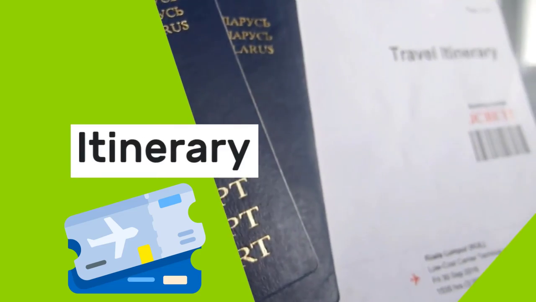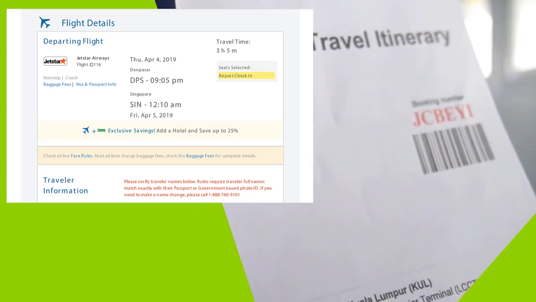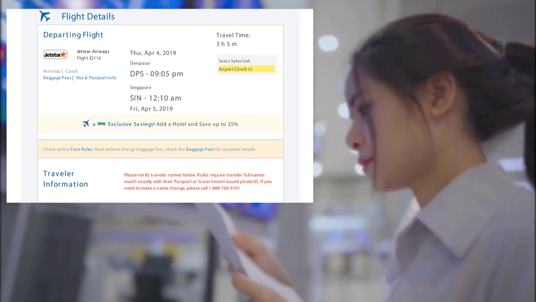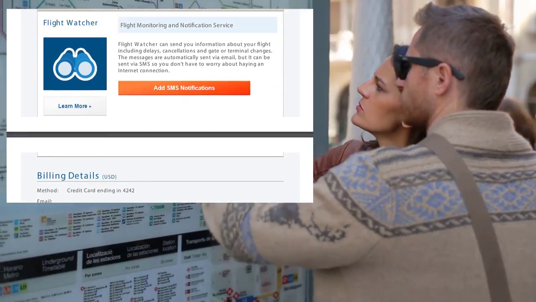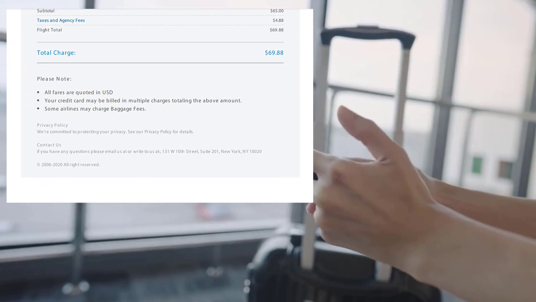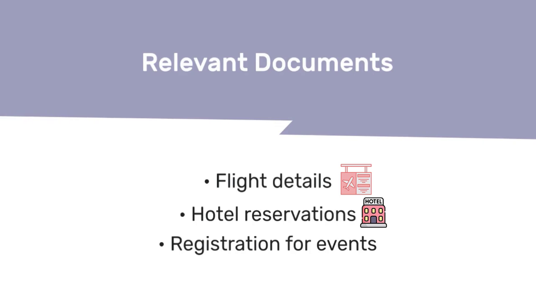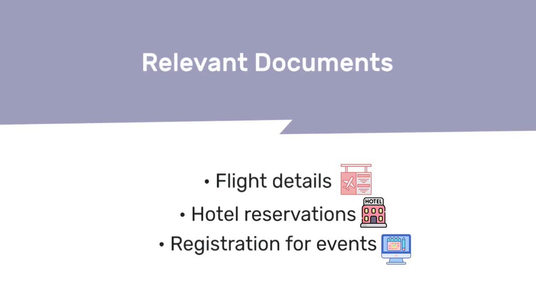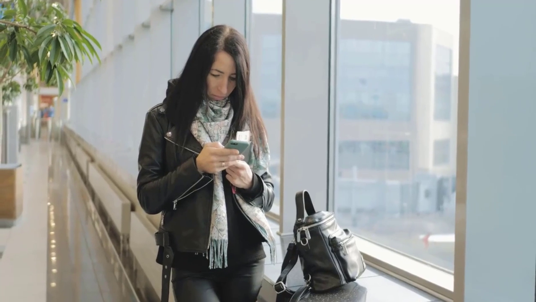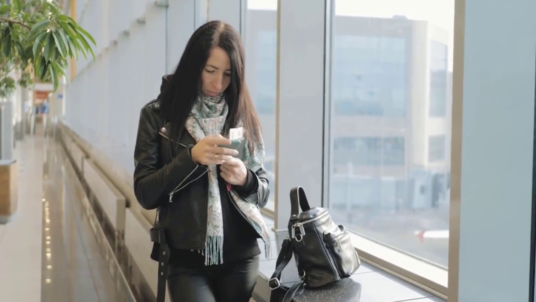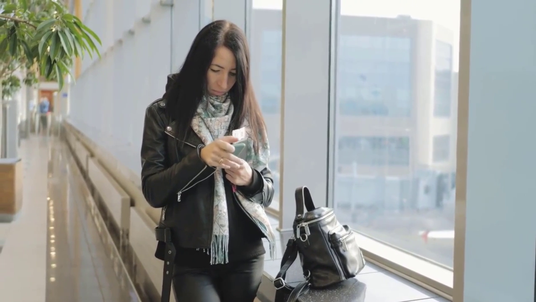Your itinerary plays a crucial role in your visa application, outlining your intended duration of stay and planned activities in Canada. To support your itinerary, include copies of relevant documents such as flight details, hotel reservations, or registration for an event you plan to attend while in Canada. These documents should be submitted along with your visa application to provide a clear outline of your plans during your stay in the country.